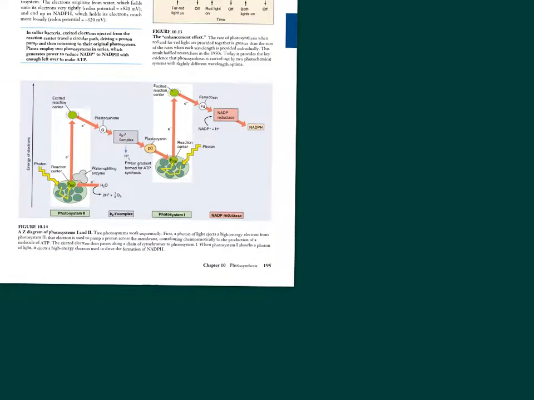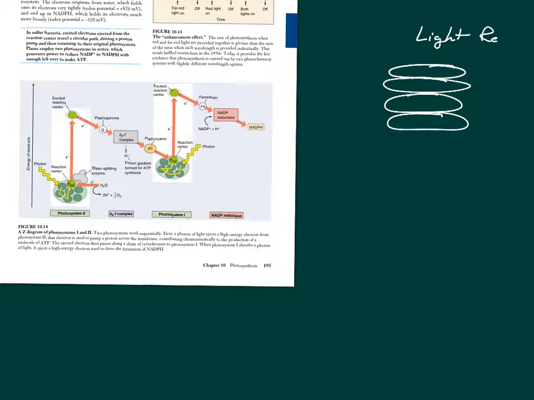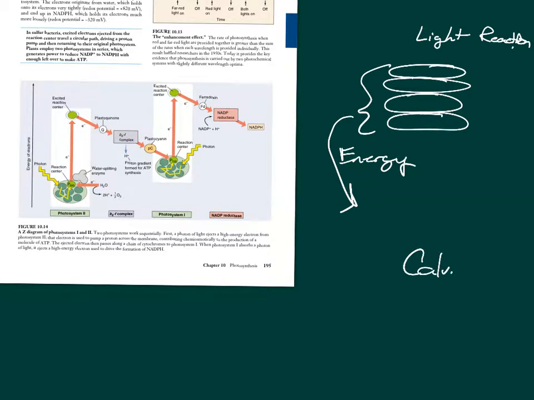So the whole purpose of all this complicated stuff, the granum, the stacks of thylakoids, and all the light reactions that are happening here, which is what we're talking about right now, the whole purpose is to get energy to the Calvin cycle. Because what's the Calvin cycle doing? It's making sugar. Good. That's exactly right. It's going to make sugar.